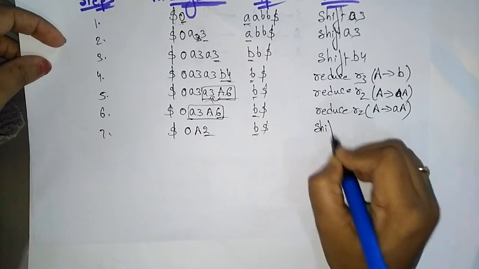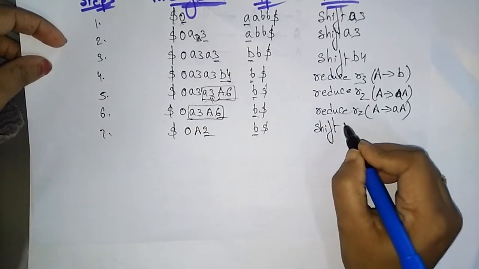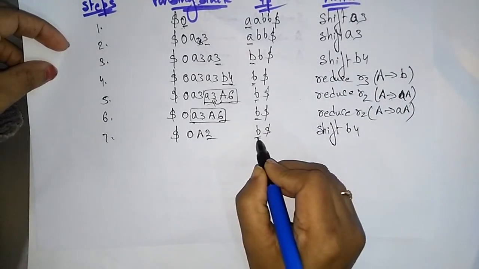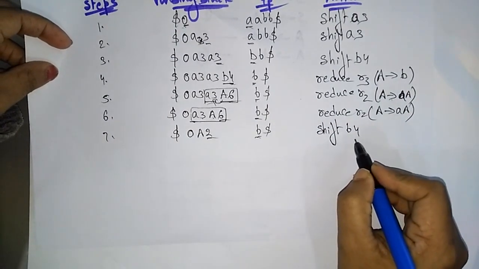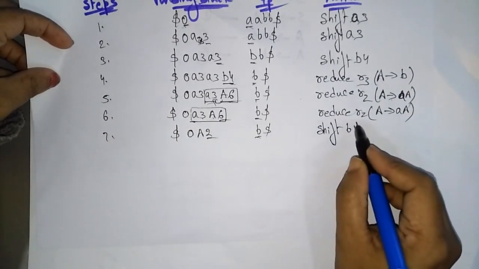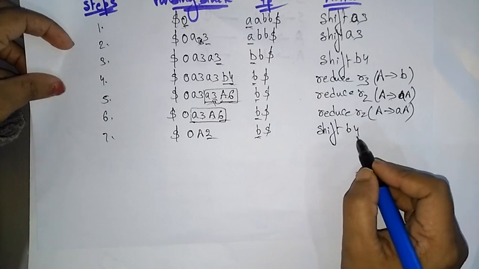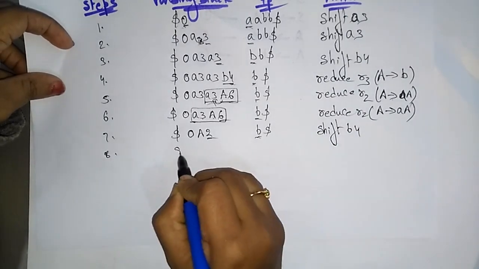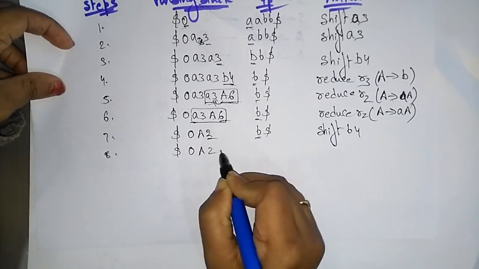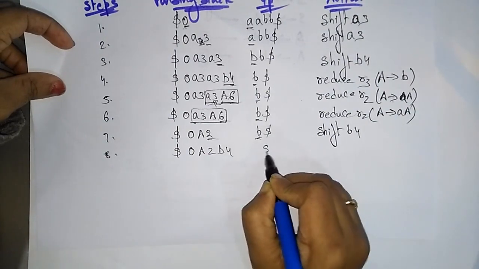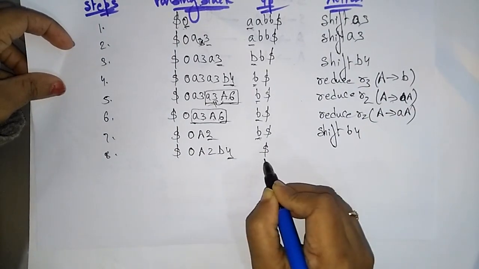So shift B4. B has to be shift, and the shift number is the state. B has to shift to the 4th state. So that's why B4. Dollar, 0, A2, B4, dollar. Now check 4 and dollar.